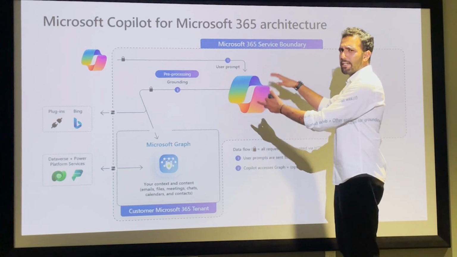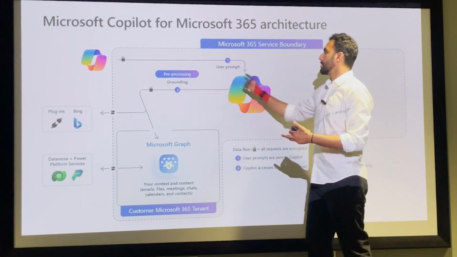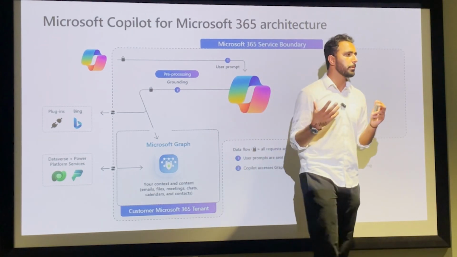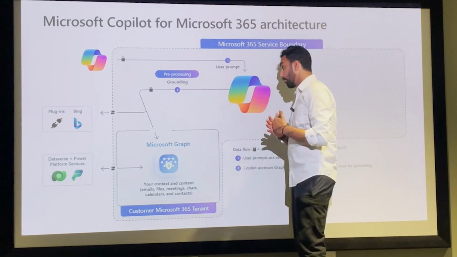Anyway, this is not just the LLM, this is the Copilot orchestrator right here. So, the user makes a prompt, it comes to Copilot. Copilot does a process called grounding. What does grounding mean? It adds context to the information that has been received from the user.